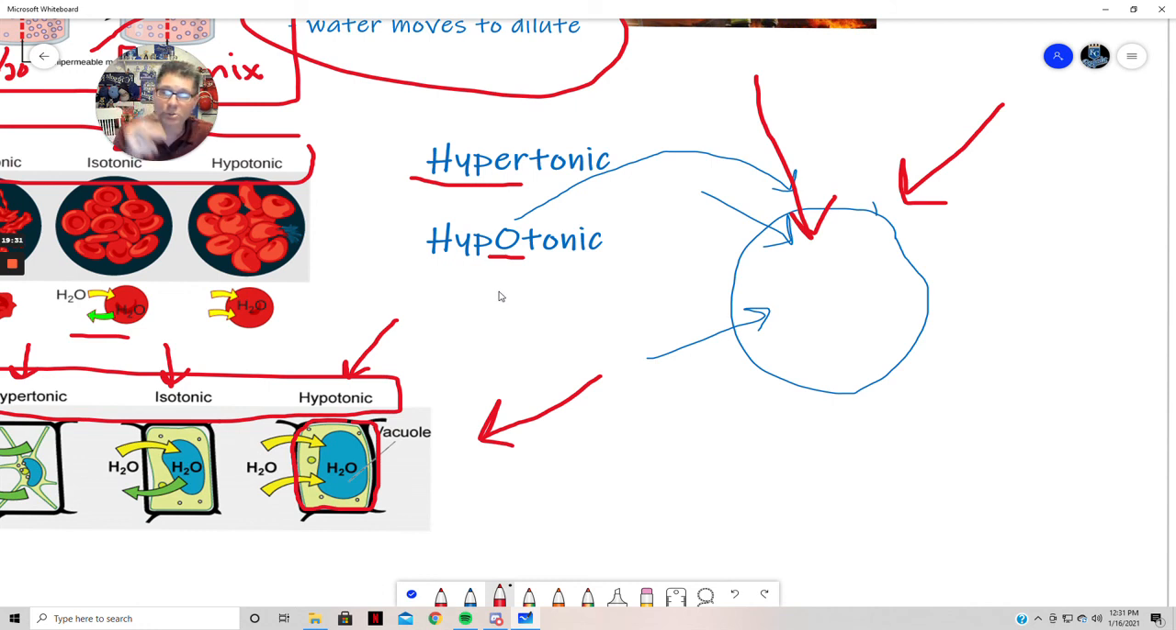So if you can remember that hypertonic is outside, and hypotonic fills that pool, fills that O, water moves inside. Hopefully those two metaphorical mental connections can help you remember what happens in a hypertonic solution with your cells, and what happens in a hypotonic solution.